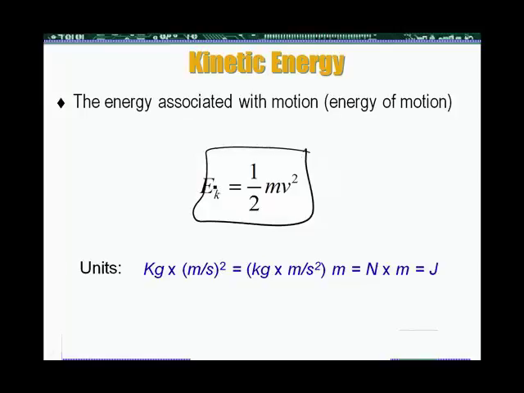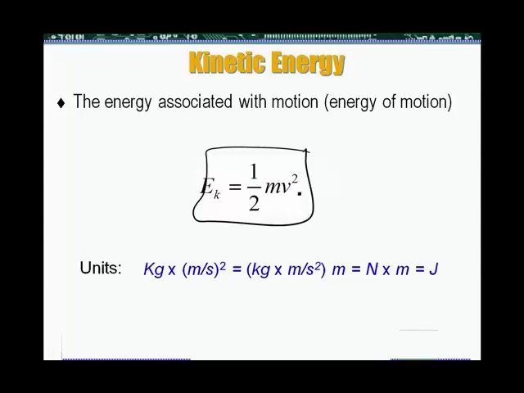I'm using the symbol E sub k, E for energy and K for kinetic, and it is 1/2 m v squared. M is the mass of the object we are talking about, and v is its velocity. Remember, energy, like work, is a scalar. Notice also it's v squared, so the kinetic energy is going to depend drastically on the velocity of the object.